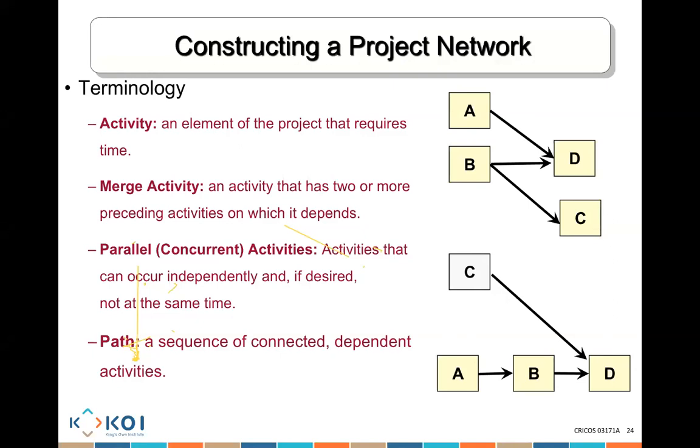So if you want, I have activity A and B. They could start at the same time, but they don't necessarily have to start at the same time. When I talk about a path, path is like a road. There's a road between A and D. There's a road between B and D. And there's a road between B and C. So in this example, there are three different roads for us to think about.